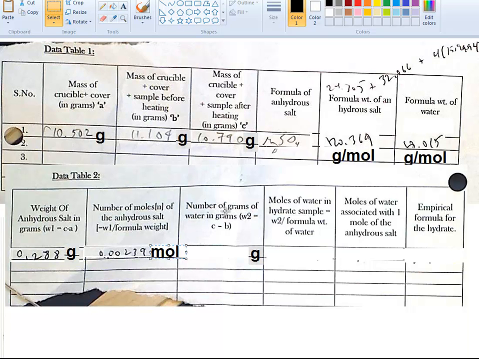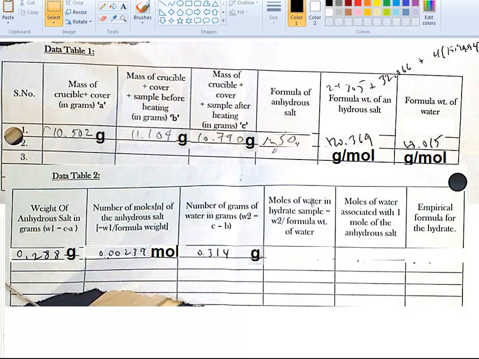The next one, number of grams of water in grams. All right, so it's in grams, that's the units, so that's good. That's weight 2, which equals C minus B. This is C here, see the mouse icon moving? Minus B, this is B here. So it's this number, 10.790 minus 11.104. Okay, and that's 0.314 on my calculator. And that has to be in grams, so make sure my g is there.